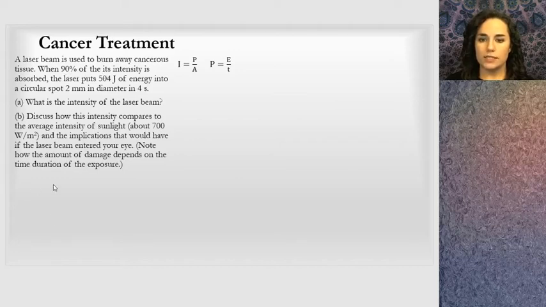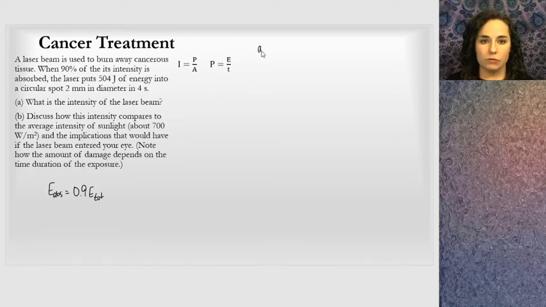So I'm going to put this down here. The energy absorbed was 90% of the energy total. And they don't tell me the energy total, but I would be able to find it. It says, what is the intensity of the laser beam? We don't care what was actually absorbed. We care what came out originally. So we need to know what the total energy was.